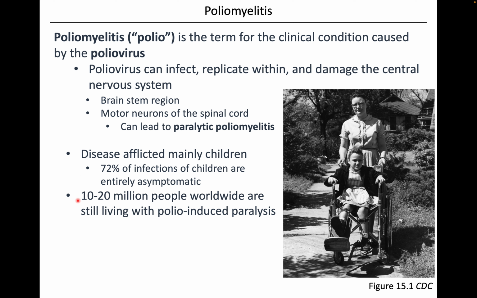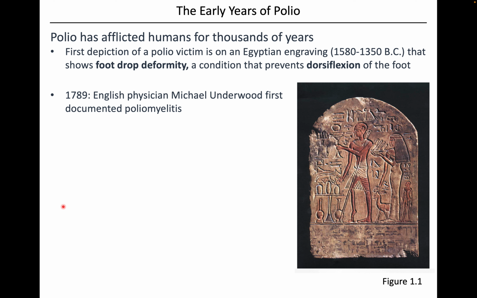And in fact, today, even though polio is mostly eradicated around the world, we'll get into that at the end of the chapter, there's still tens of millions of people living with some form of polio-induced paralysis. And we know polio's been around for a very long time. You can see an Egyptian tablet here dated to about 1500 BC that shows an individual with this characteristic drop foot deformity, they call it, related to polio infection. And you can see they're walking with the help of a staff here. So for sure it's been around for thousands of years, undoubtedly longer.